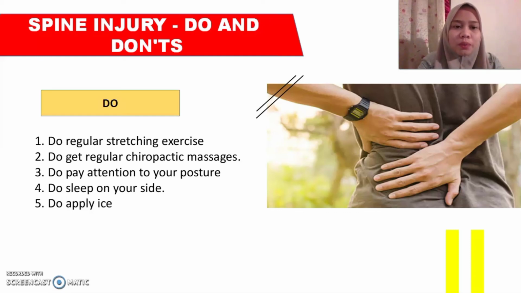Fifth, do apply ice. If you feel a twinge, you have to get an ice pack on that affected area as soon as you can. The ice will help you to reduce inflammation and control your pain. Put the ice on for about 20 minutes at a time for 2 to 3 days early on.